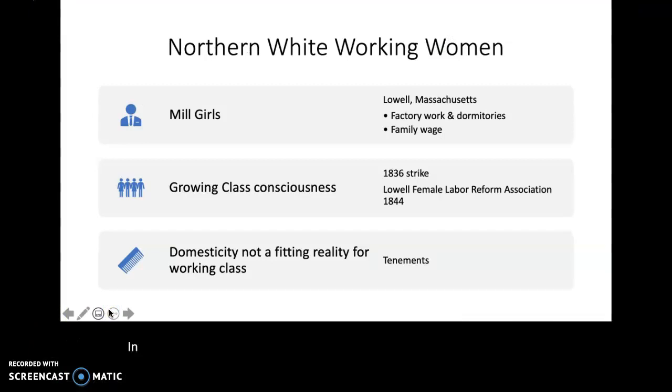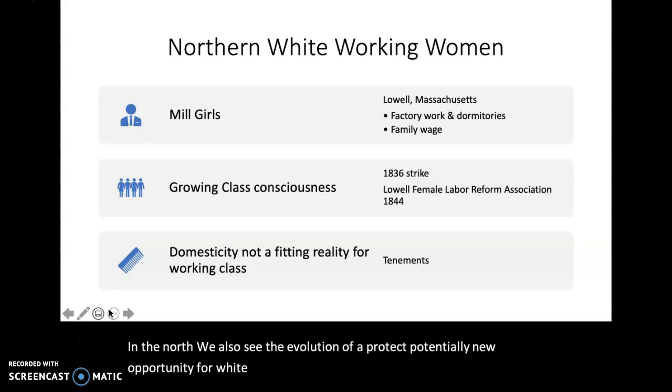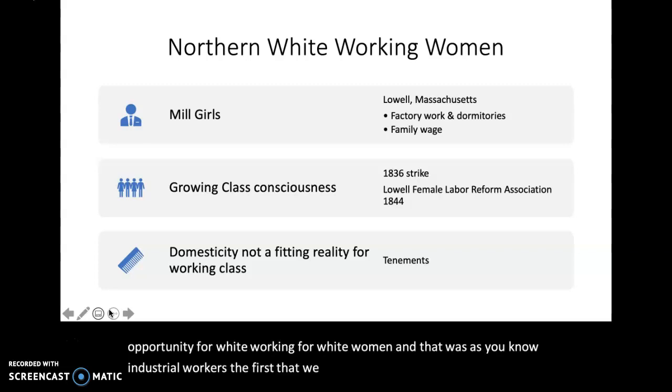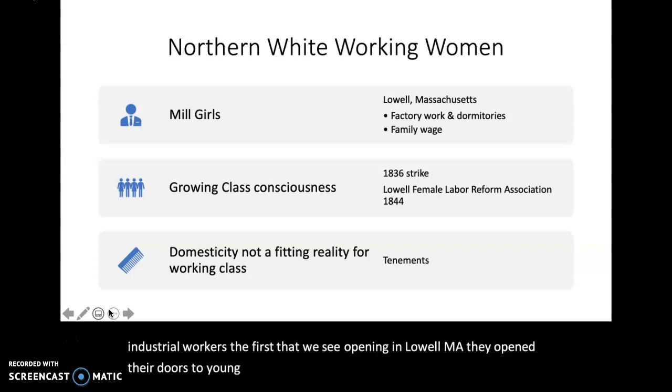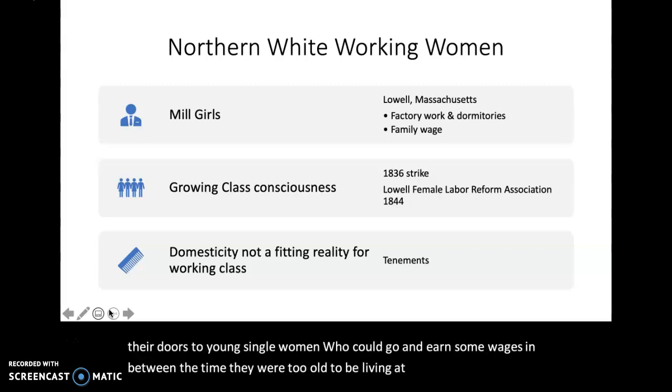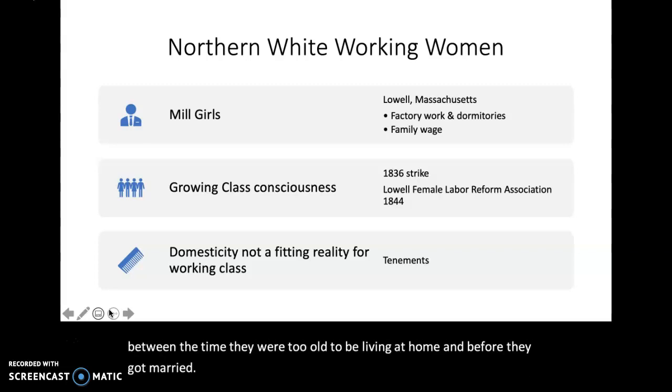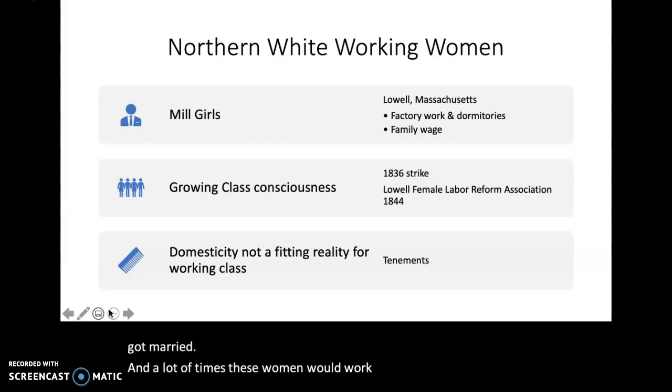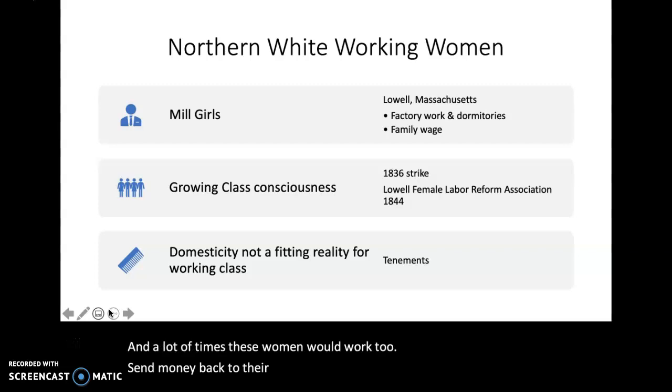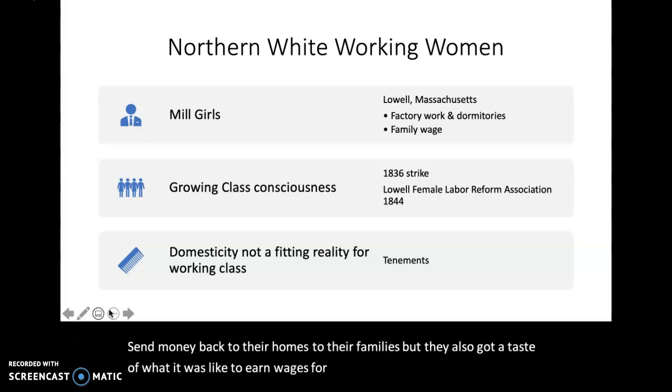In the North, we also see the evolution of a potentially new opportunity for white women, and that was as industrial workers. The first that we see opening in Lowell, Massachusetts. They opened their doors to young single women who could go and earn some wages, in between the time they were too old to be living at home and before they got married. And a lot of times these women would work to send money back to their families, but they also got a taste of what it was like to earn wages for themselves and have that sense of independence.